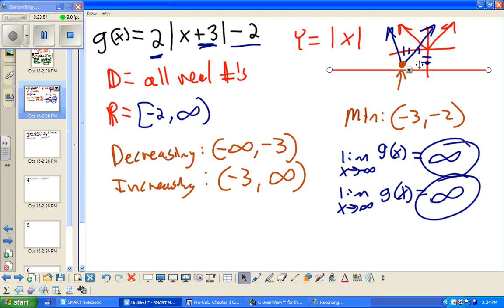As I go from bottom to top, there are many, many points where the horizontal line will hit more than one point. So if that's the case, then it is not one-to-one. It is a function because it passed the vertical line test. It is not a one-to-one function because it does not pass the horizontal line test also.